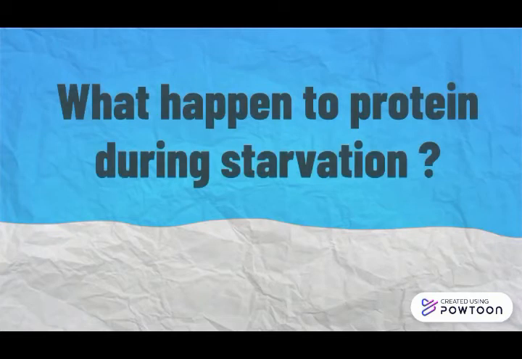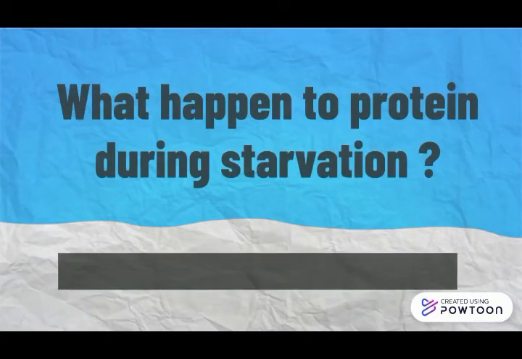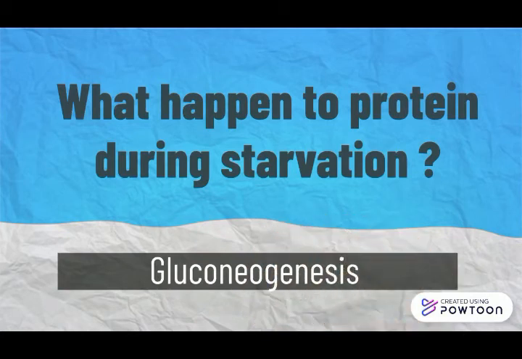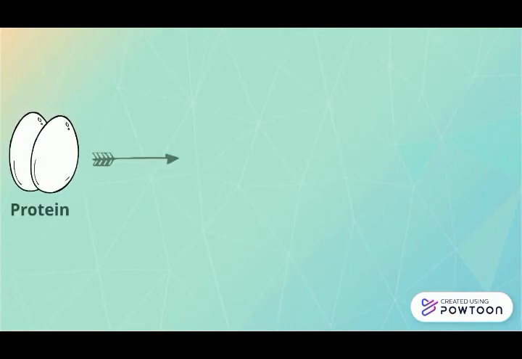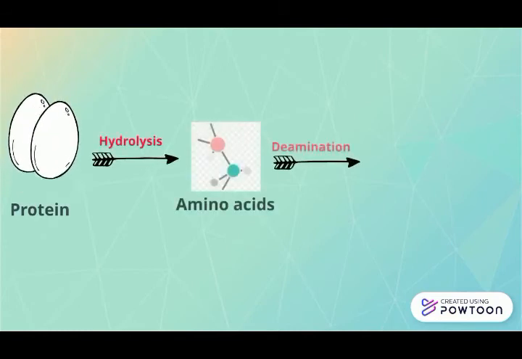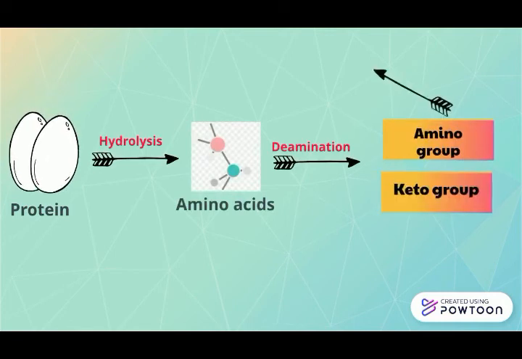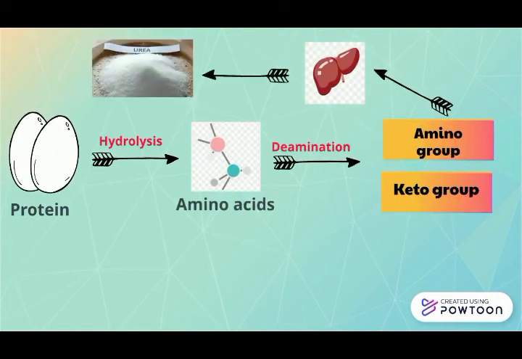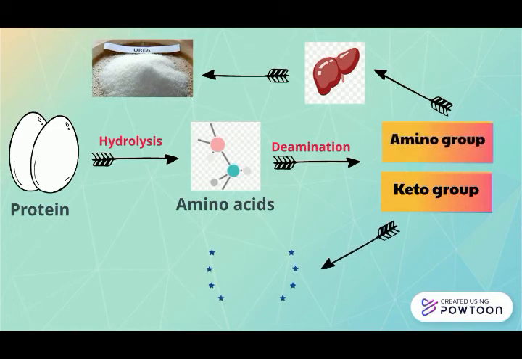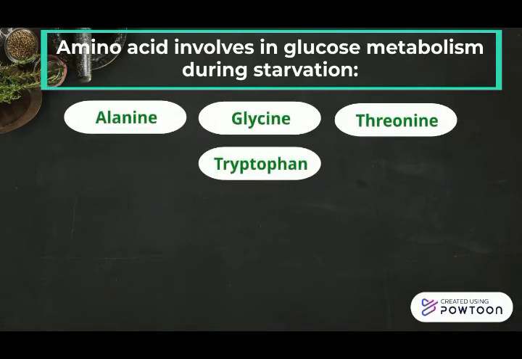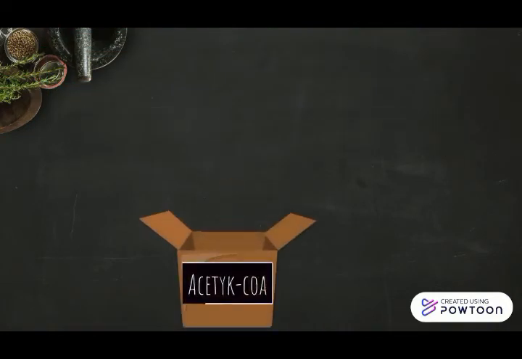What will happen to protein during starvation? Protein will undergo gluconeogenesis. Protein will hydrolyze to form amino acid and undergo deamination to form amino group and keto group. Amino group will form urea, while keto group will form ATP. The amino acids that are involved in glucose metabolism during starvation are alanine, glycine, threonine, and tryptophan in pyruvate, and then enter the TCA cycle.